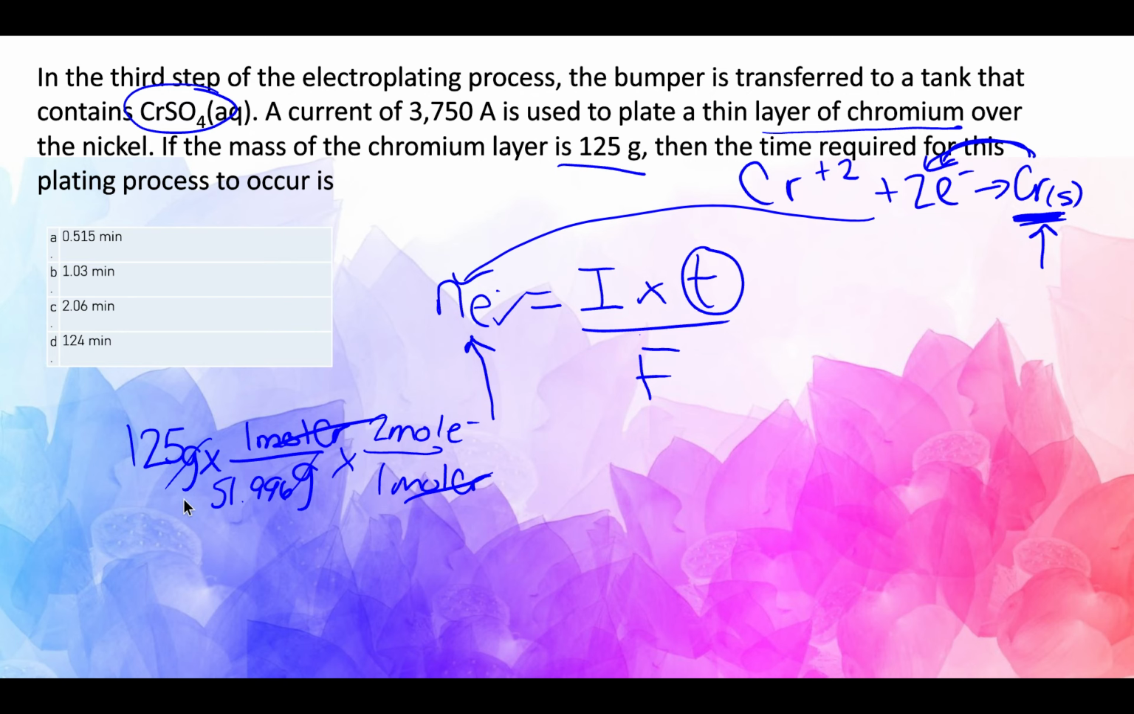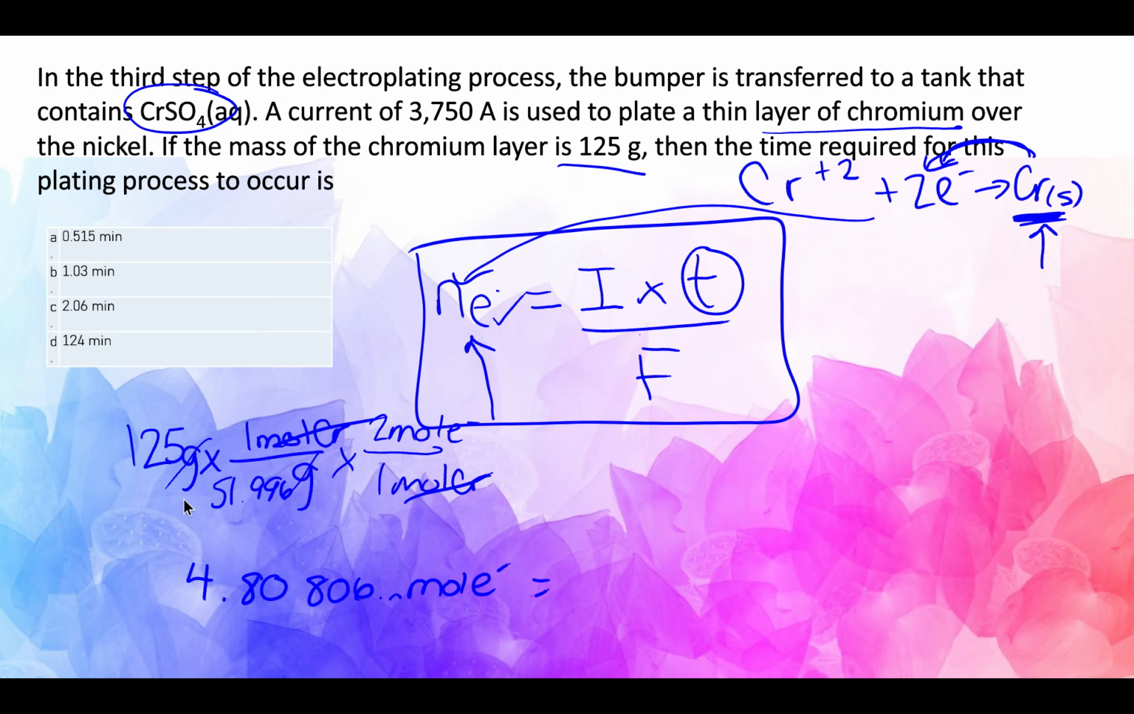I'm just going to write this down. So I'm getting, sorry, let me just double check that, 4.80806, and this number will keep going, and that's moles of electrons. Now I'm just going to continue with this formula here, and I've plugged in moles of electrons. Now my current is 3,750 amps. We're multiplying this by time, and we're going to divide by Faraday's constant, 9.65 times 10 to the negative 4.